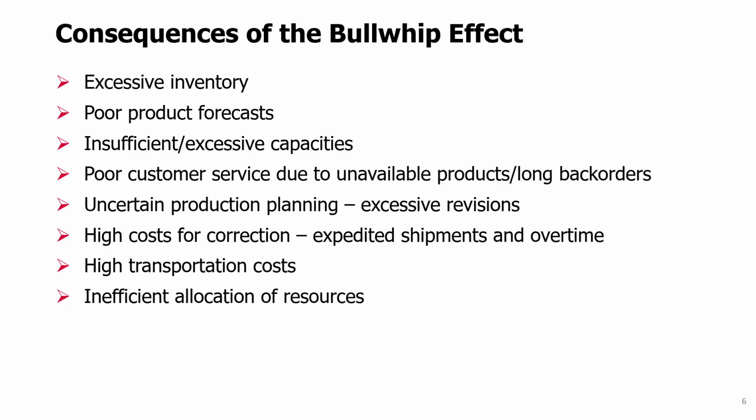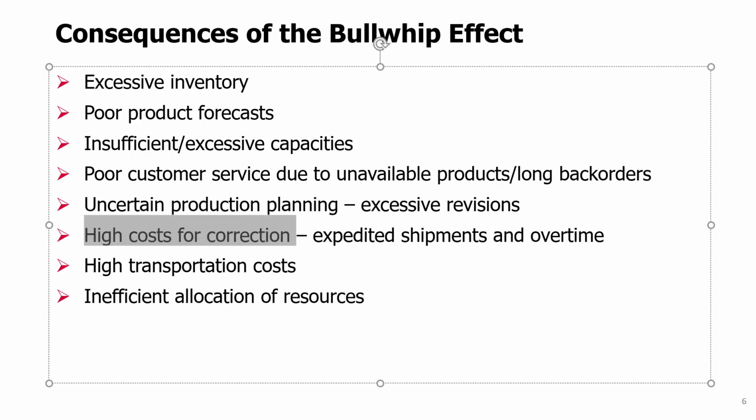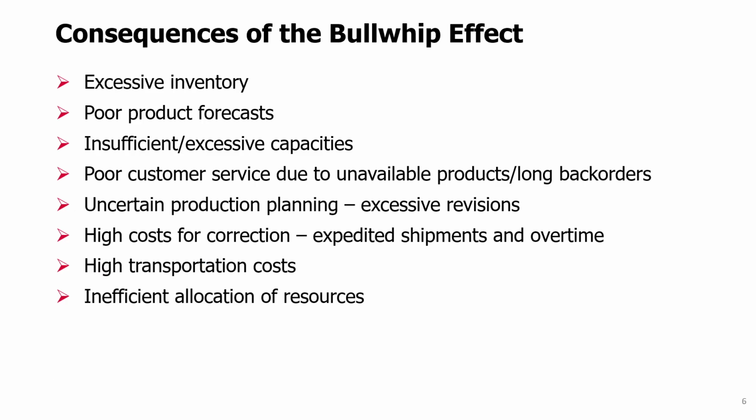Production planning becomes very difficult and then requires some revisions, which are not something that we would like to have, and it might be very expensive. If we planned for much lower demand, costs of correction might be very high if we have to send, for example, expedited shipments, or we have to hire people for overtime. Generally, transportation costs will also be higher, and overall allocation of resources will be inefficient throughout the supply chain.